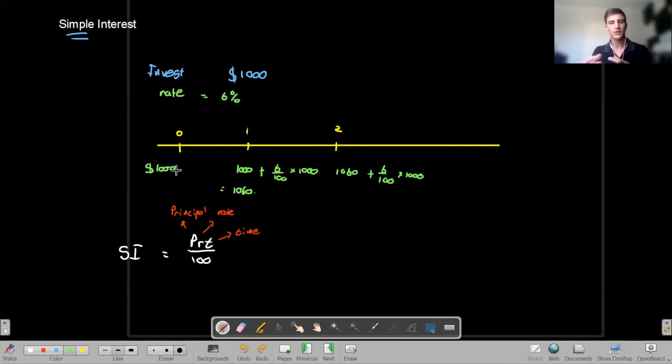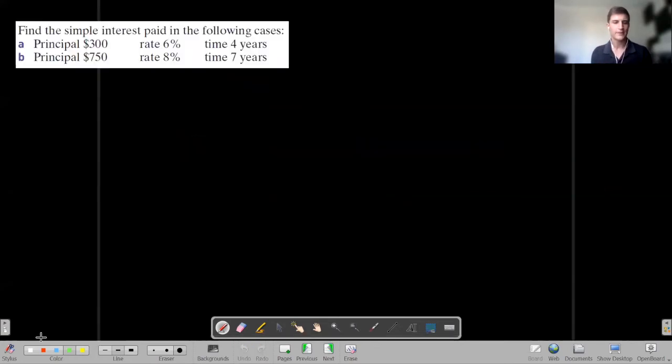Great. Now that we know what the formula is and how to use it, let's do a few examples. Find the simple interest paid in the following cases, so only the interest. I'll just do one of these. For A, I have a principal amount of $300. So I'm investing $300, and we have an interest rate of 6% and time 4 years. And we know that it's simple interest.